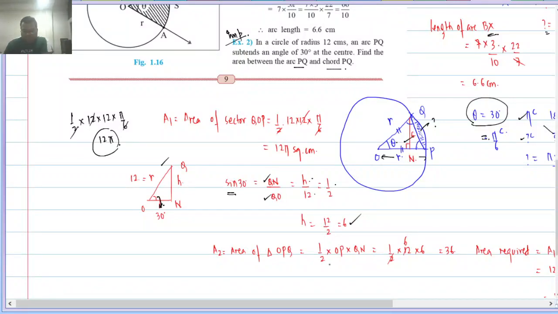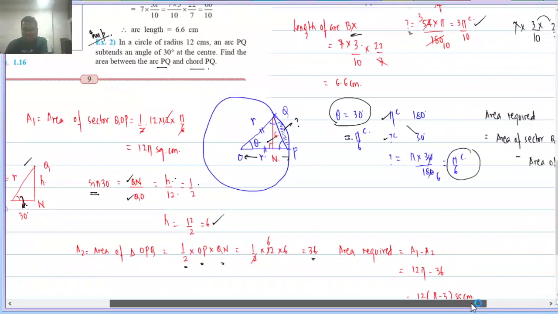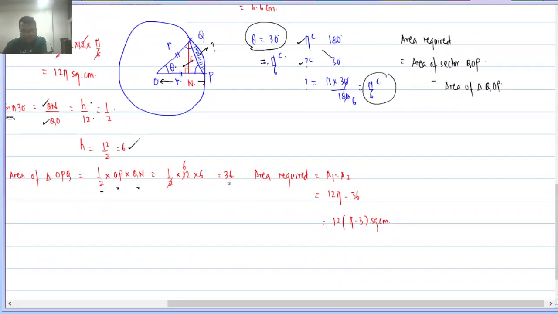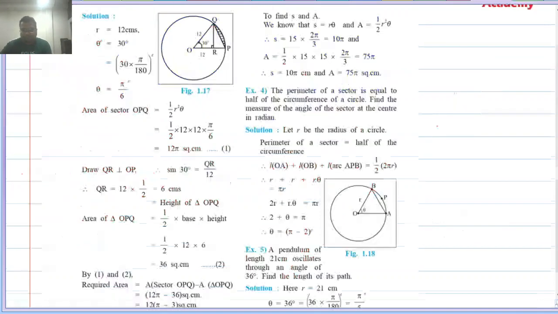So what is the area of triangle OPQ? It is half into base into height, which is half into 12 into 6, which is 36. So we got the area of triangle as 36. But what is the area required? It is the area of sector minus the area of triangle. Area of sector is 12 pi minus 36, which is 12 into pi minus 3. If you want to simplify, you can write 12 into 3.14 minus 3 and simplify as 12 into 14 by 100. 140 plus 28, 168 upon 100, which is 1.68 square centimeters. Okay, we can do that.